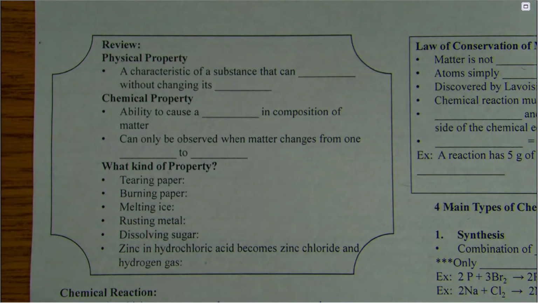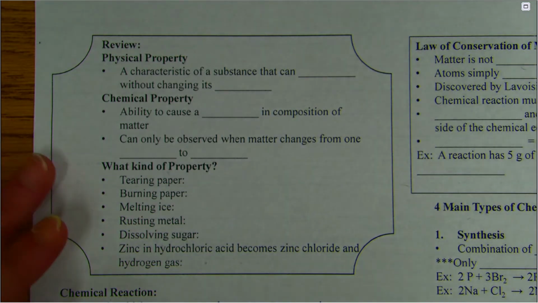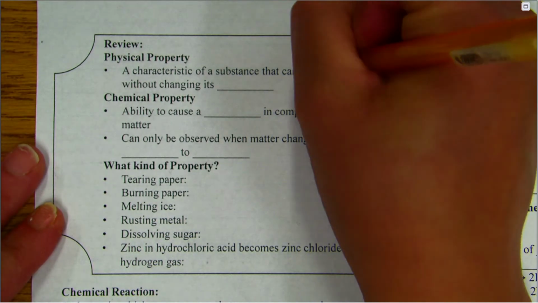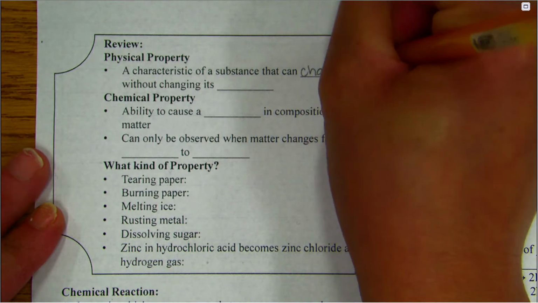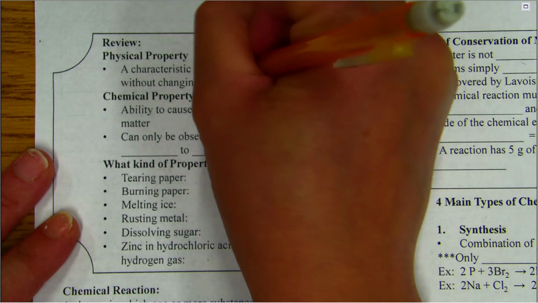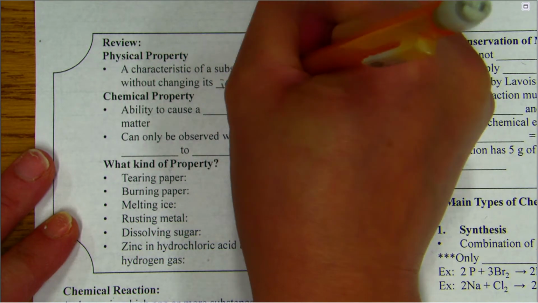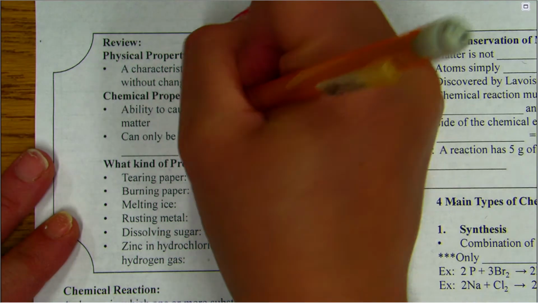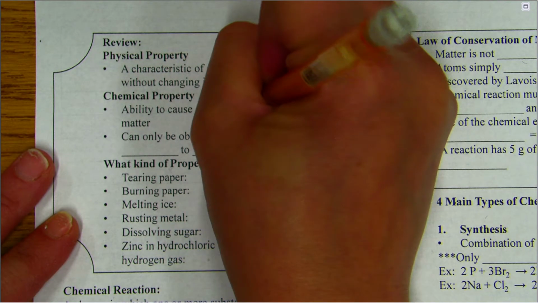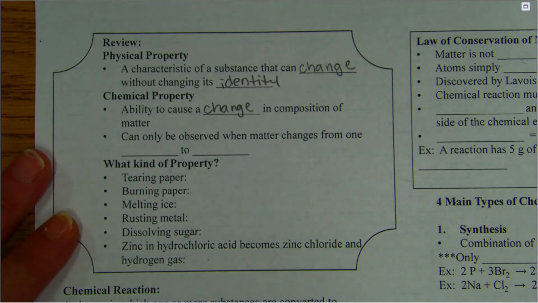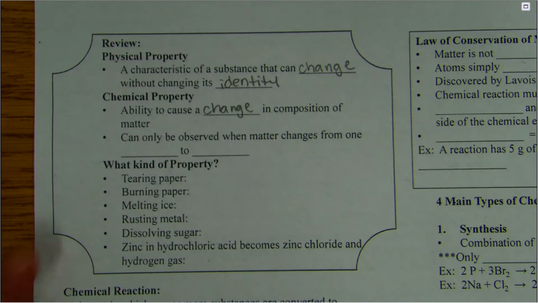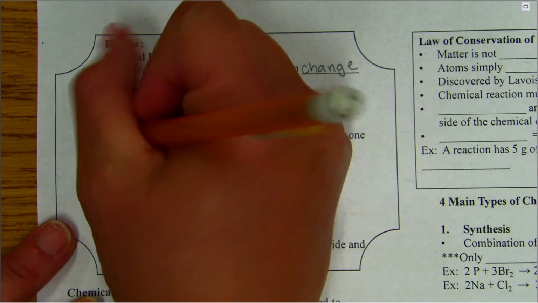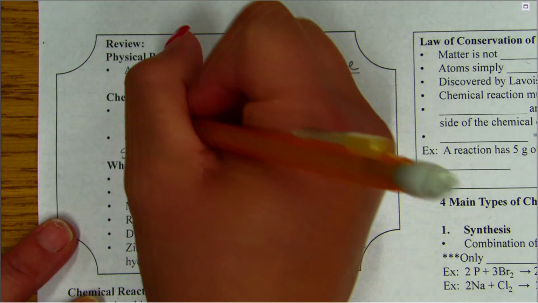Remember, a physical property is a characteristic of a substance that can change without changing the identity of that substance. A chemical property is the ability to cause a change in the composition of matter. It completely changes from one form to a different form, and it can only be observed when that substance changes from one form to another.